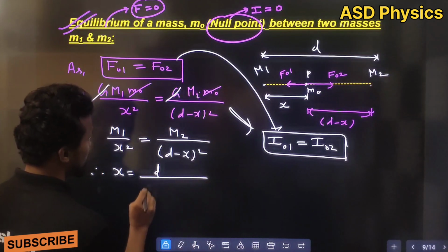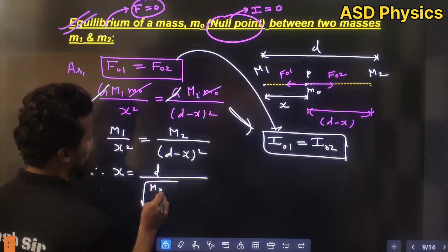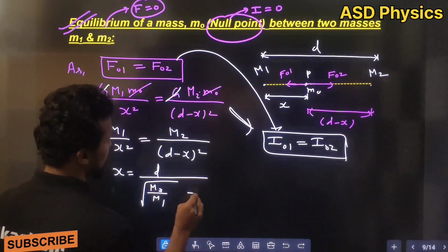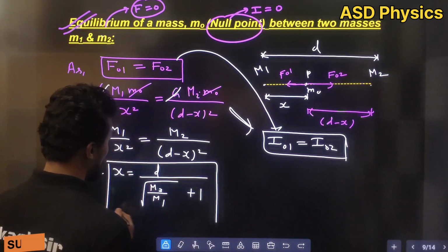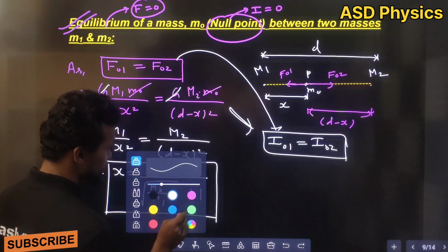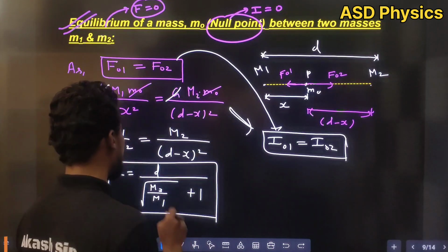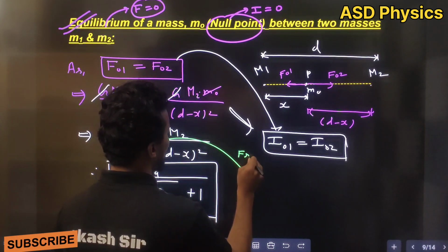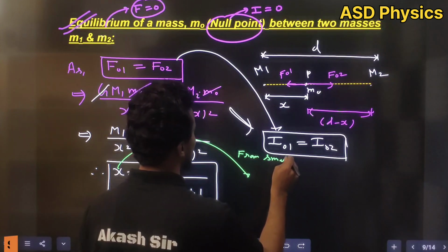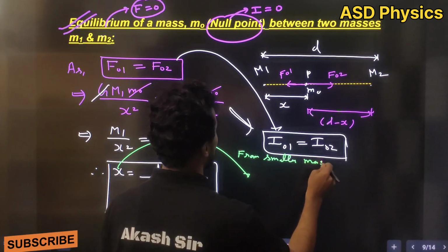This x will come d by square root of m2 by m1 plus 1. Plus 1 is outside of the square root here, na? So this will be the null point here. And whenever you are using this law, please remember that here, this x distance is always from smaller mass. From which mass? From smaller mass here, okay?